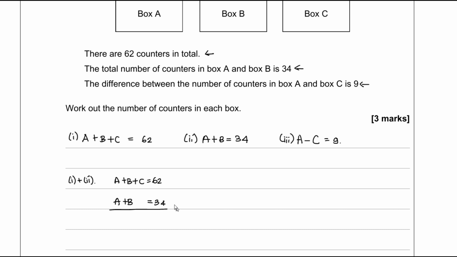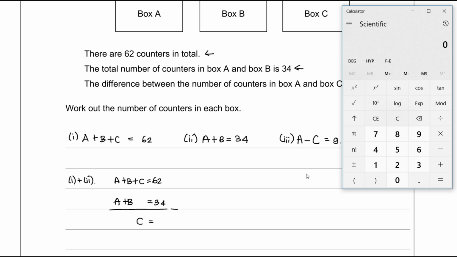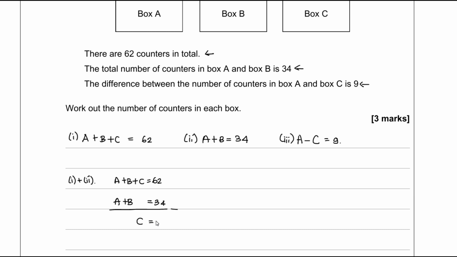We can either add them or subtract them. In this case, I want to subtract them. So A take away A, that will be nothing or 0. And then B take away B is also nothing. So it's 0. And then C take away nothing. So C is here. And then what about the numbers? 62 take away 34. You want to use calculator? That's okay. 62 minus 34 is 28. So we have the answer for C.